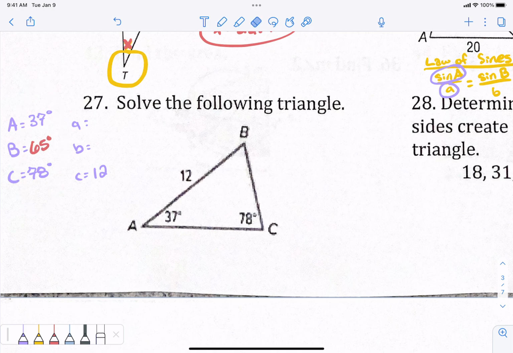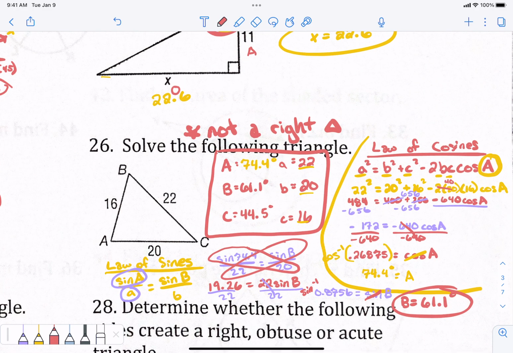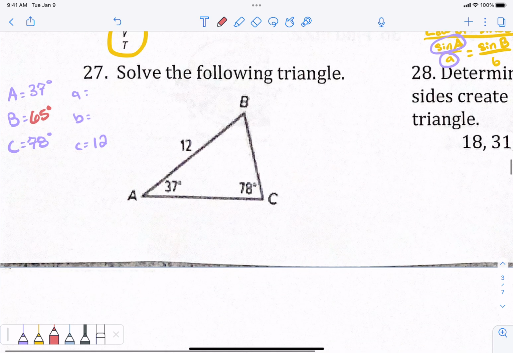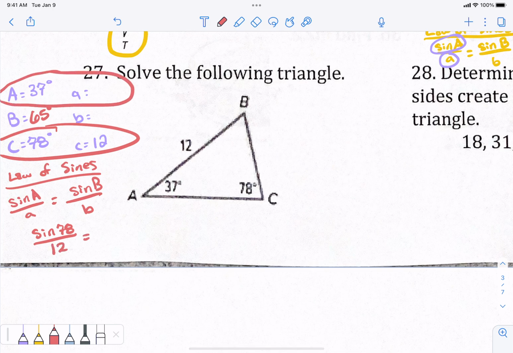All right, so this one we get to skip using the law of cosines, which is the ugly one. That is gross, gross, gross. And we get to go straight for the law of sines. I'm going to put them here. Law of sines, which is sine A over A equals sine B over B. This is a lot nicer of a problem, okay? In this case we have to use C because that's the grouping that we have. So I'm going to start with sine of 78. So we're really doing sine C over C. Sine 78 over 12 equals, let's find A first, okay? Sine 37 over A.